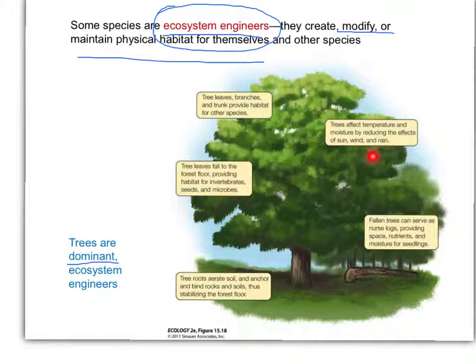The trees, just by virtue of their shade and retaining moisture, affect the abiotic factors within the community. So trees have an enormous effect on controlling the properties within a community, and therefore, again, we call them ecosystem engineers as well as dominant species.